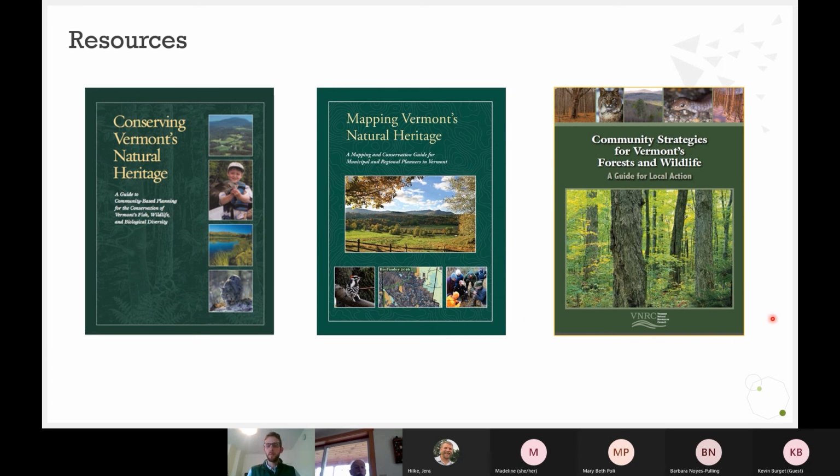And our partners over at the Vermont Natural Resources Council have a Community Strategies for Vermont's Forest and Wildlife Guidebook. This goes through many of the tools and techniques you can use as a town to protect forests and wildlife. And I believe that they are actually working on producing a new edition, so that'll be an exciting resource coming out in the near future.